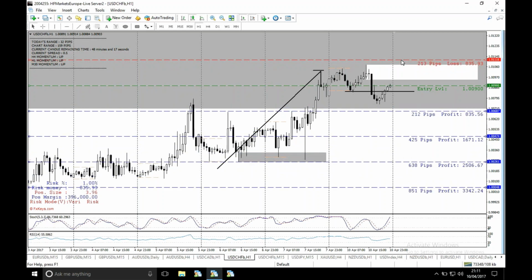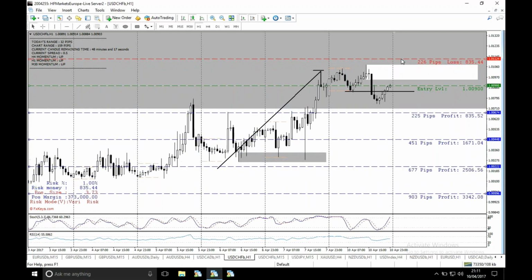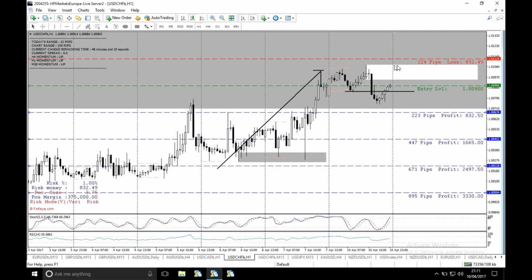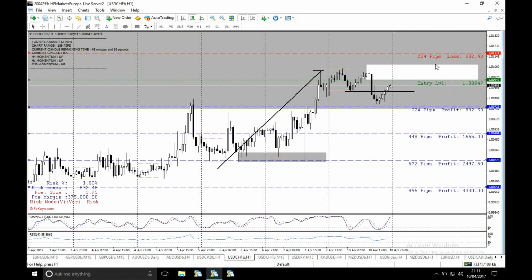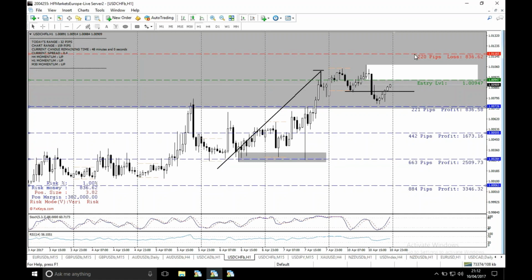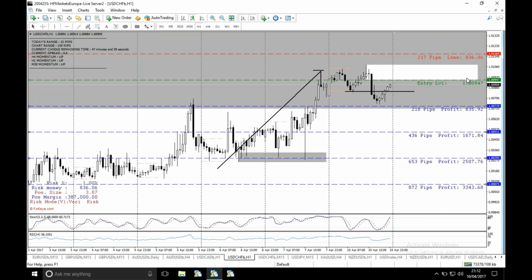So this will probably happen at some point tonight or very early tomorrow morning. It would mean that my entry would be here. My entry would be there at 1.00947. You can write this down if you want and test it on a demo account. Please, if you aren't trading live already, test this on the demo account. First, my entry would be 1.0094.